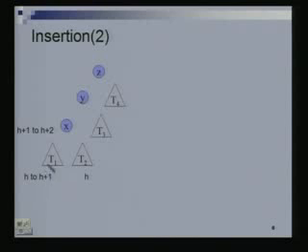Let's continue this argument. So this is the picture so far. We have argued that the height of T1 has increased from h to h plus 1, the height of T2 is h, and the height of x has increased from h plus 1 to h plus 2. What about the height of T3 now? H plus 1.